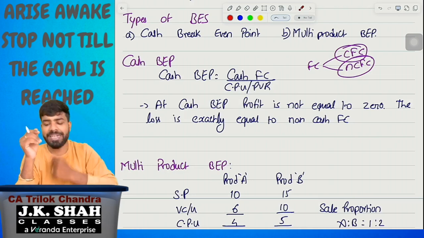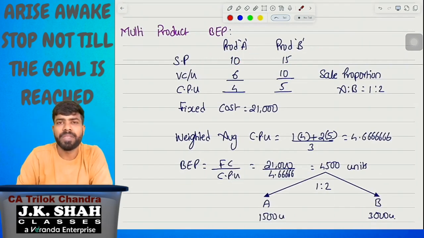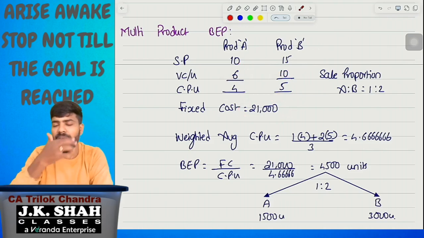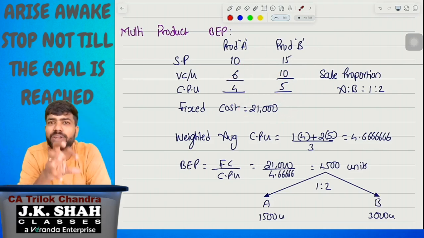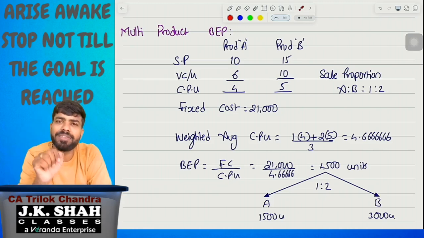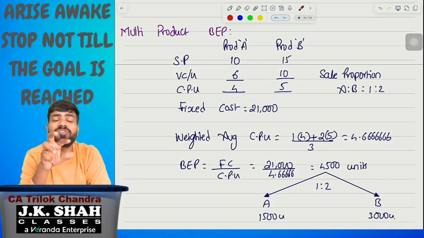It is time to understand the multi-product break-even point. Let us understand what multi-product break-even point is. Look here. I am taking the example of product A and product B. I took the selling price as 10 rupees and 15 rupees, variable cost 6 rupees and 10 rupees, and the contribution per unit is 4 rupees and 5 rupees. The total fixed cost is 21,000. The point we need to understand is that the total fixed cost incurred is 21,000 rupees towards product A and product B. Now the question is, the 21,000 rupees is to be recovered by selling how many units of A and how many units of B. Here it is called the multi-product break-even point.